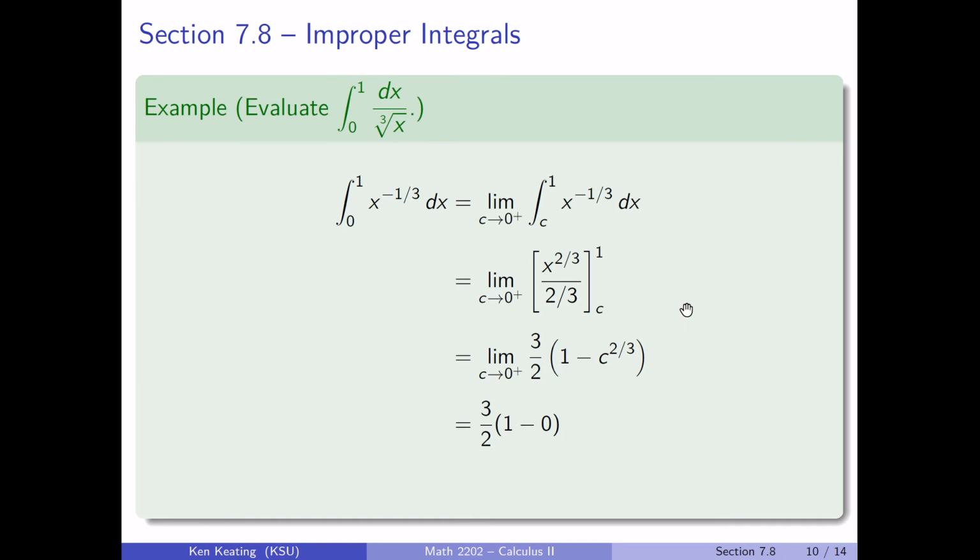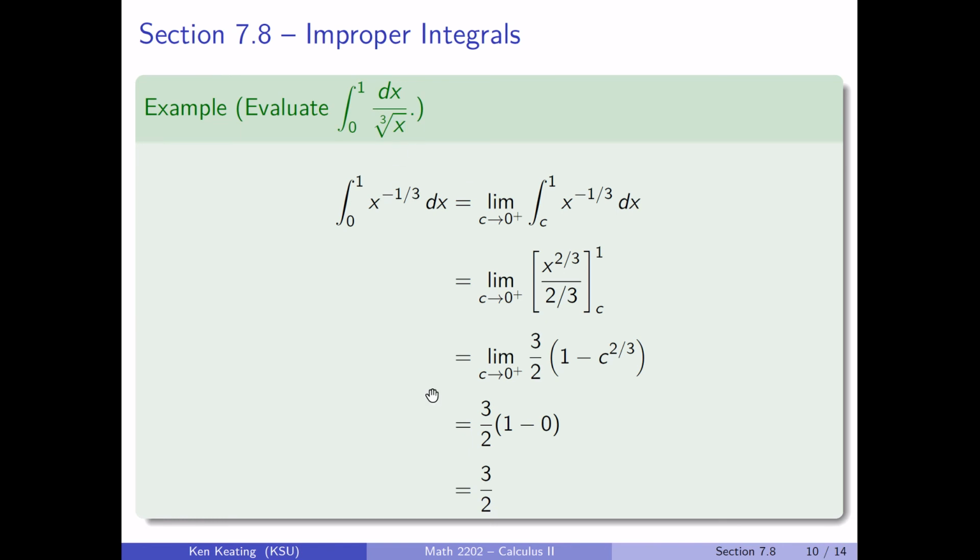So the limit as c goes to 0 from the right of 1 minus c to the 2/3 is 1 minus 0 to the 2/3, or 1 minus 0. Or in other words, this integral is 3/2, which means the integral converges, right? It equals a number.